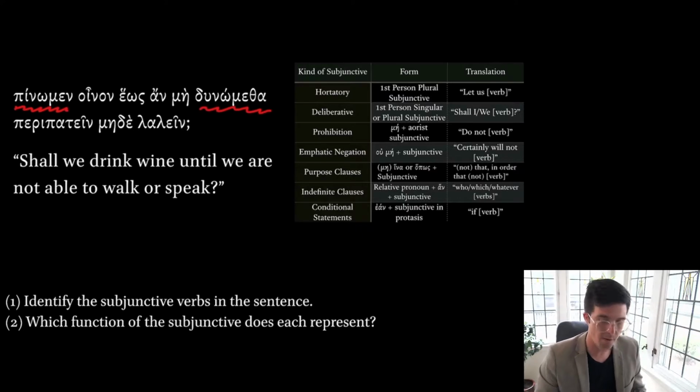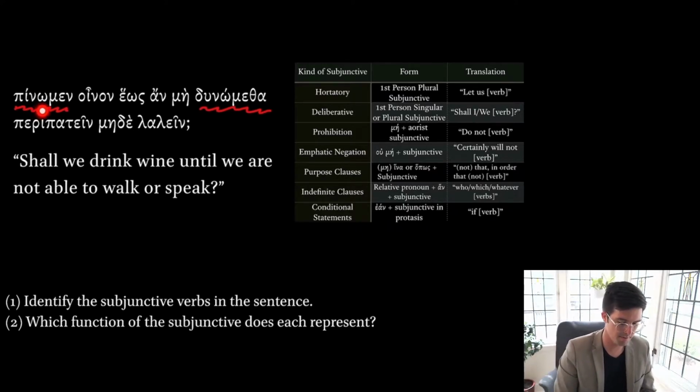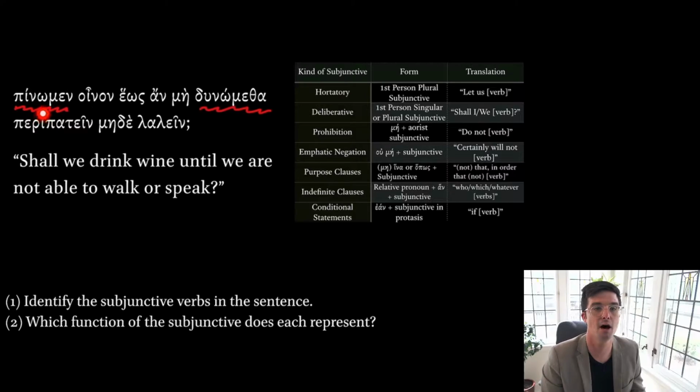All right, so what we have here are two subjunctive verbs, again both indicated by the long connecting vowel omega. Both of these are also going to be first person plural. This one is a present middle subjunctive, first person plural. This one is a present active subjunctive, first person plural. And so the first comment I want to make is why this one is in the middle. See if you can make a guess about why we have dunometha in the middle here.